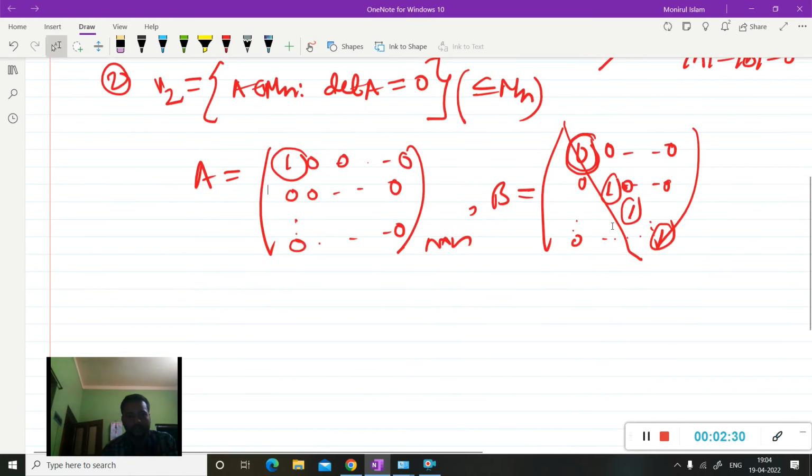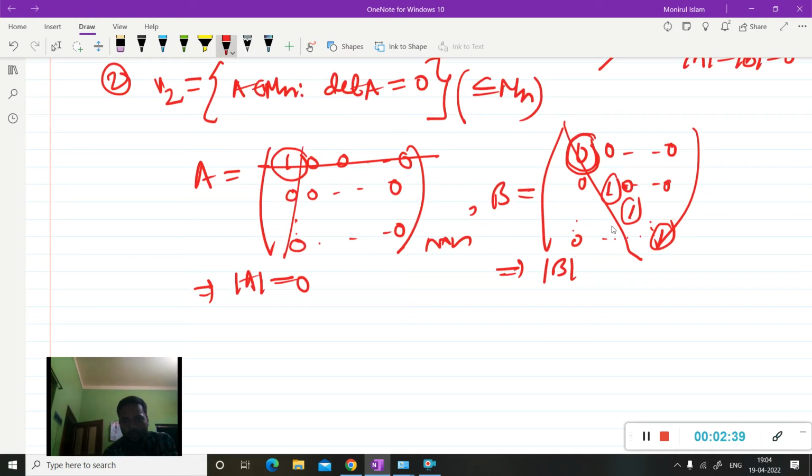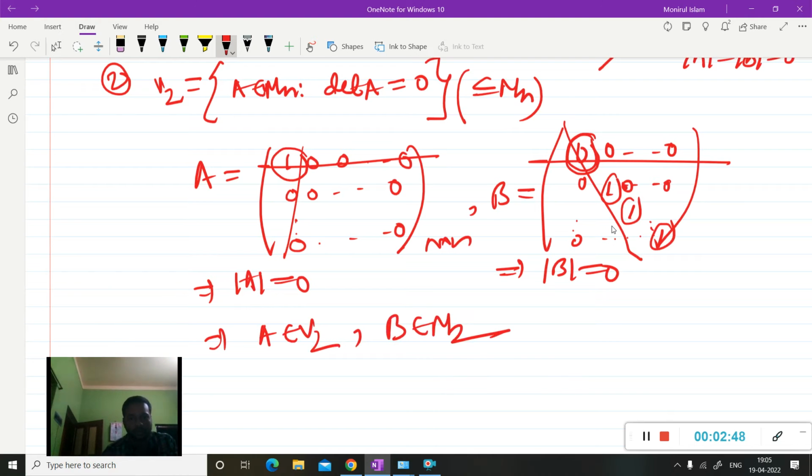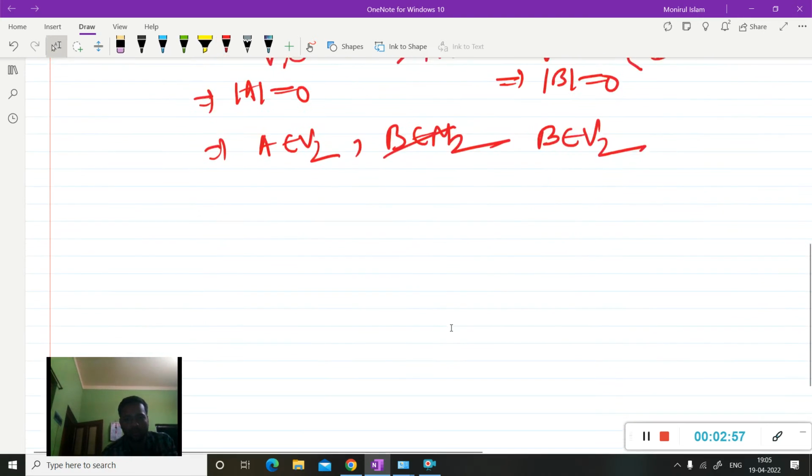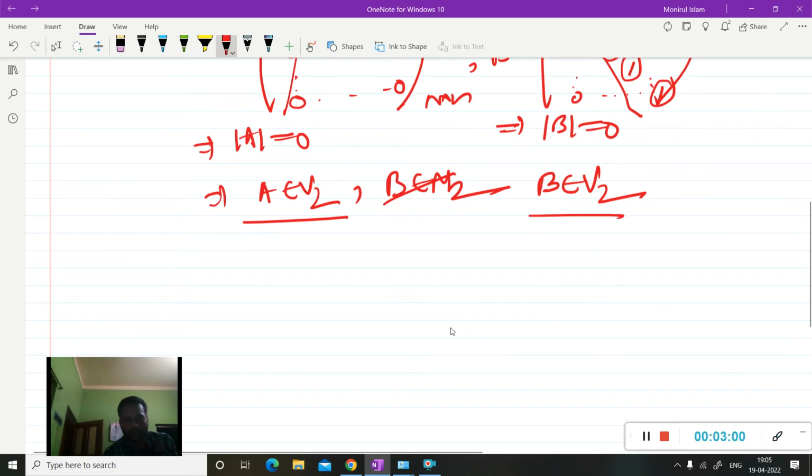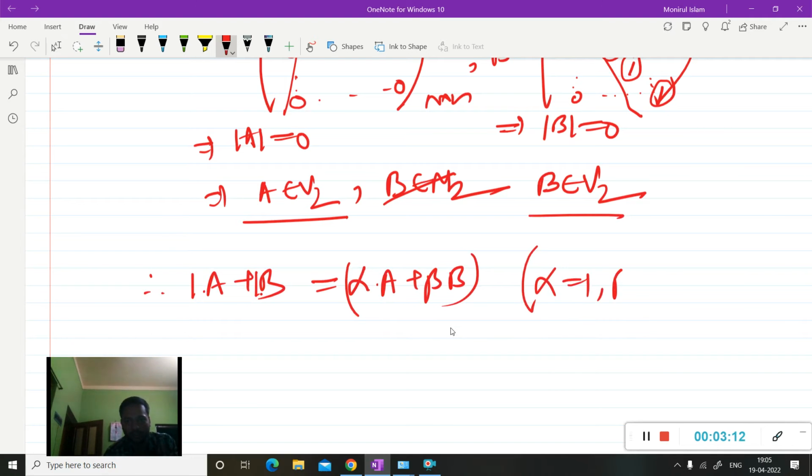It is clear that the determinant of A will be 0, because the matrix has a zero row. Similarly, the determinant of B will also be 0 because its first row is 0. So determinant A is 0, so A belongs to V2, and determinant B is 0, so B belongs to V2. So A and B both belong to V2. Now consider alpha A plus beta B, taking alpha as 1 and beta as 1.